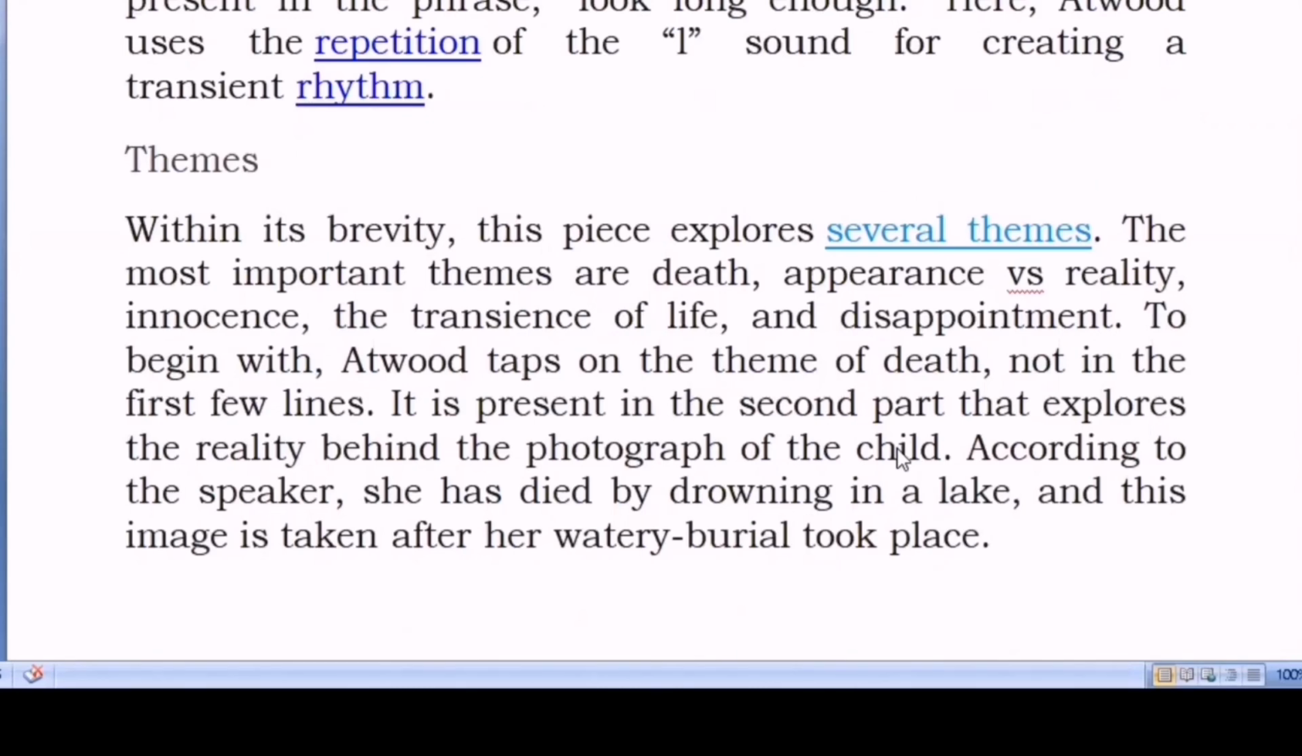To begin with, Atwood taps on the theme of death, not in the first few lines. It is present in the second part that explores the reality behind the photograph of the child. According to the speaker, she has died by drowning in a lake, and this image is taken after her watery burial took place.